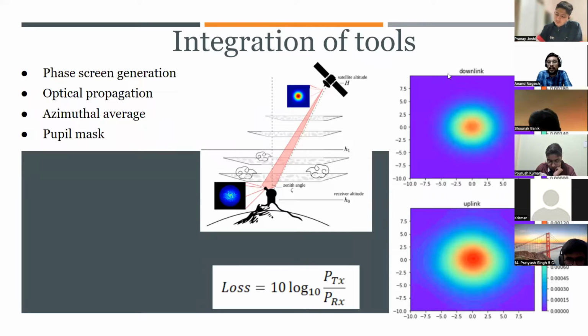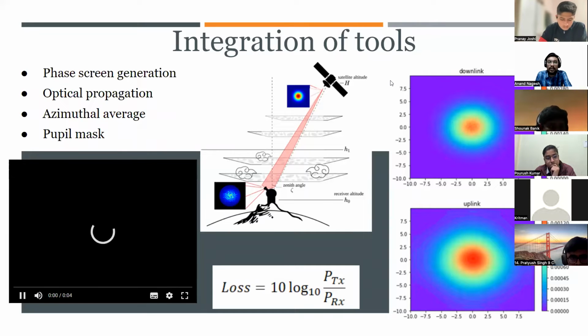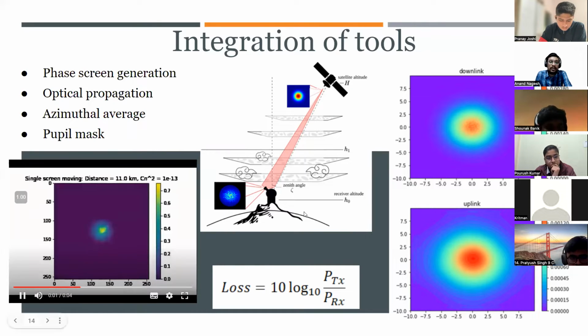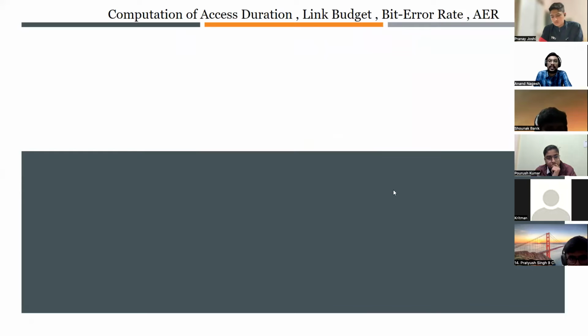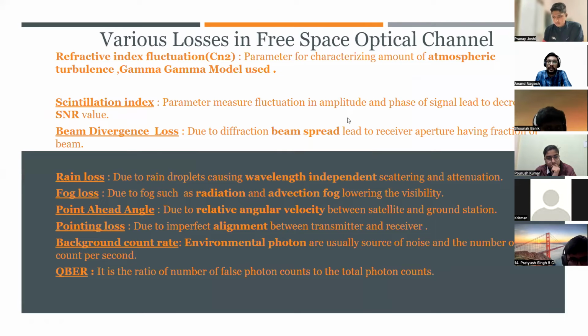So we tried to integrate many tools which were available, and we came into phase screen generation. We are mostly done with the analysis part to achieve this kind of satellite in the near future. This was one of our simulations, showing how broadly we can send this laser from a satellite to our ground station. There were various losses that we had to look into when it comes to a free space optical channel. There are many things going on in the free space optical channel link.